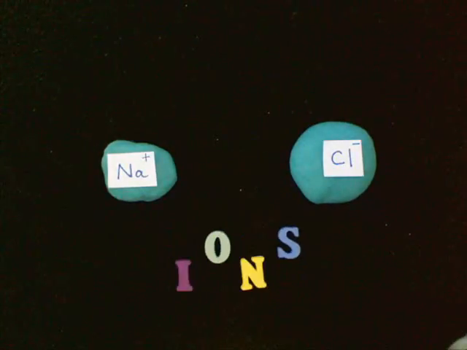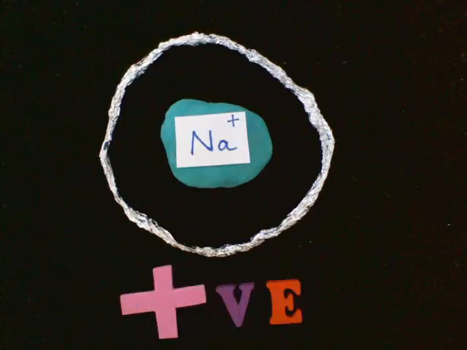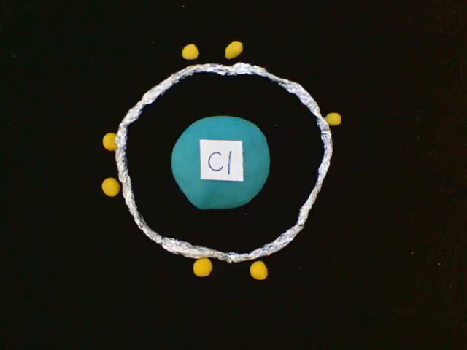Now, have another look at these two atoms, or I should say ions. The sodium ion, which has lost an electron, is now positively charged, and the chlorine ion, which has gained an electron, is now negatively charged. They will attract each other, and this attraction is called a bond.